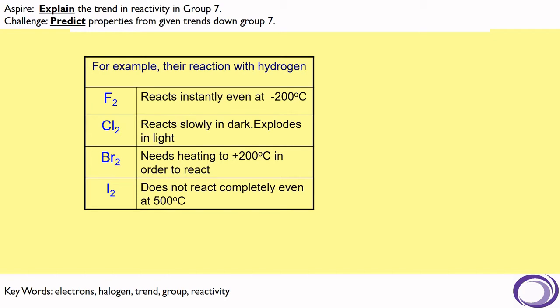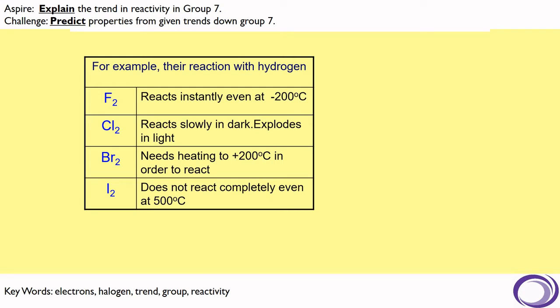So, looking at their reactions with hydrogen, we have further evidence for the fact that fluorine is much more reactive than chlorine, bromine and iodine, because fluorine reacts instantly with hydrogen. Even if the temperature was minus 200 degrees C, it would still react instantly. Now, chlorine reacts quite slowly if it's in dark. However, if you add light to that reaction, it explodes.